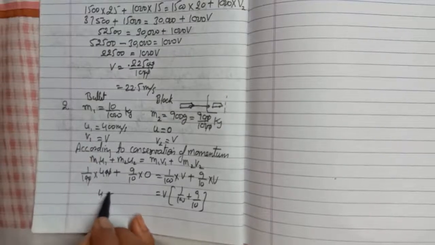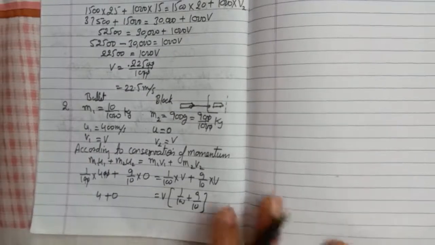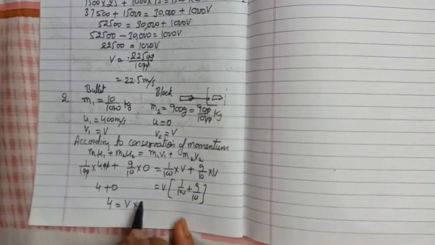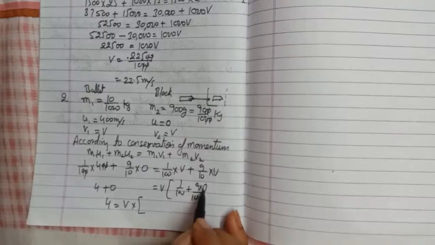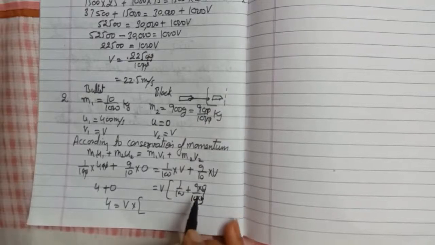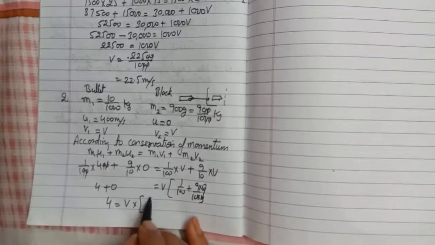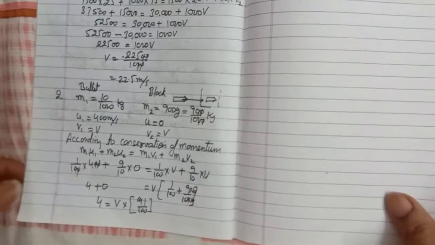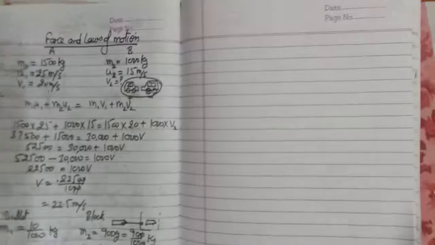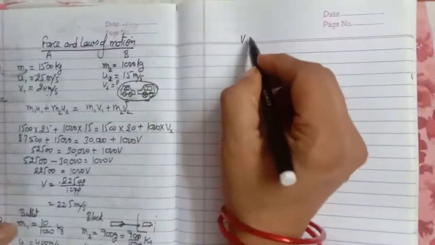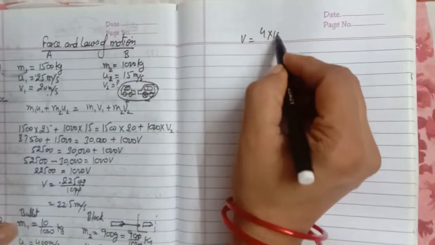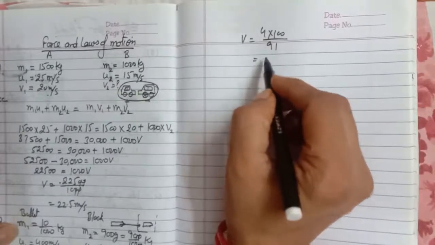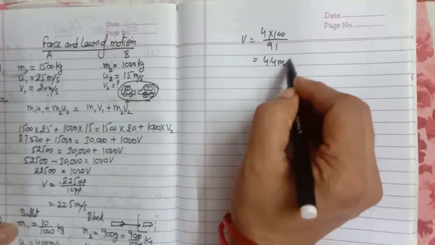It will be 4 plus 0, and 4 plus 0 means 4. So 4 is equal to v multiplied with, we can solve it by taking LCM, 91 upon 100. So what is the value of v? A simple calculation: v is equal to 4 into 100 upon 91. So it will be about 4.4 meter per second.